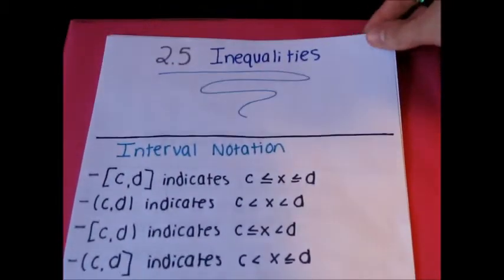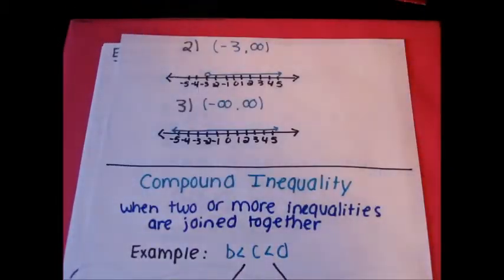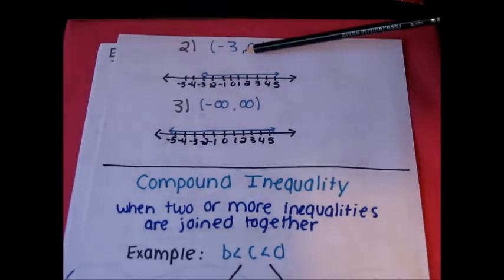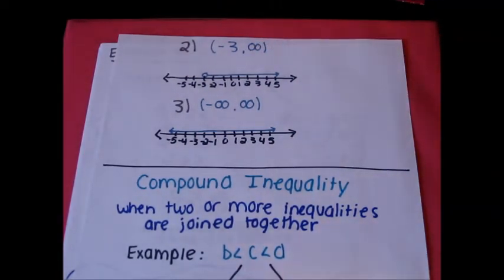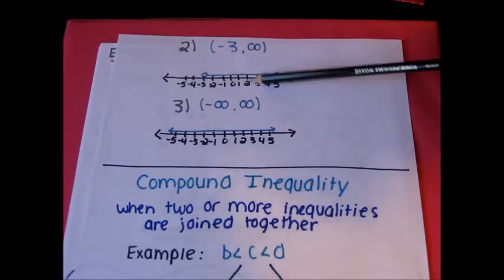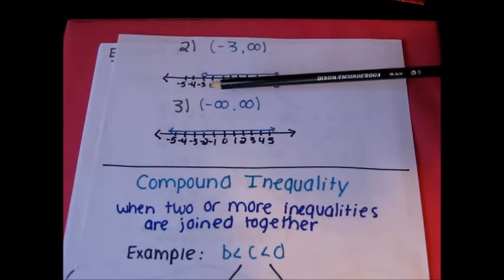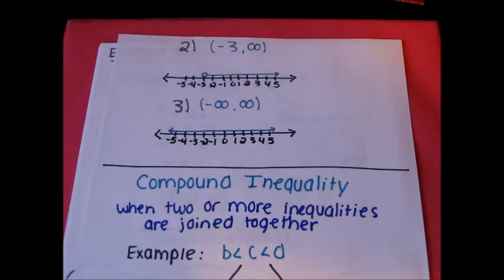Now taking a look at example number 2, we can see that it's negative 3, comma infinity, and since it has parentheses on both sides, we know that it's an open graph. So if you were to put this on a number line, it would be open at negative 3 and continue to the right to infinity.